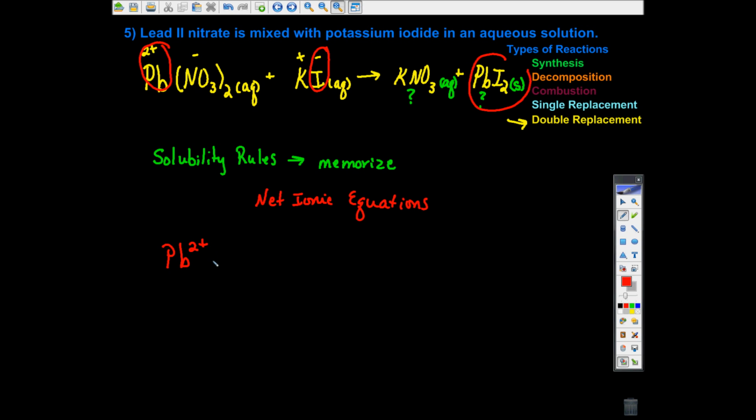The lead 2 ion, and it was dissolved at first because it was with a nitrate. And the iodide ion, which was also dissolved in that potassium iodide compound. But when they get together, they form an insoluble substance. They form a solid. And so I'm going to balance this. I've got 2 iodines here. I need 2 there. And this is my net ionic equation.